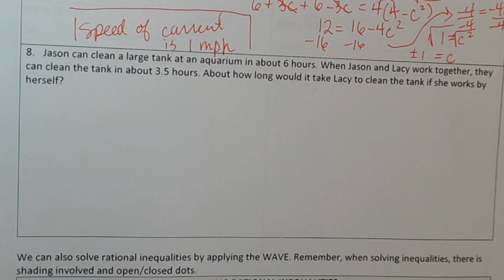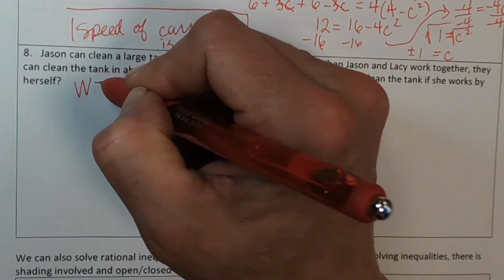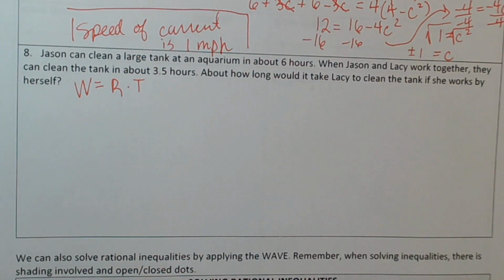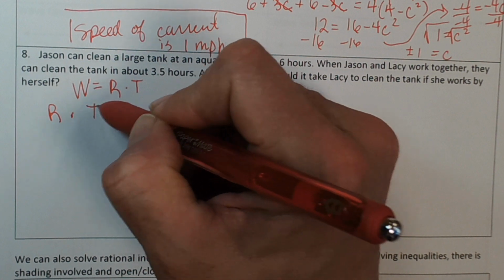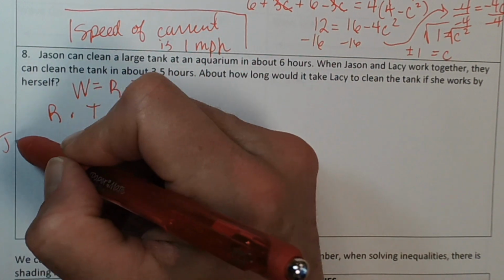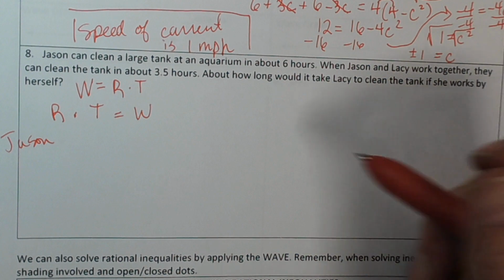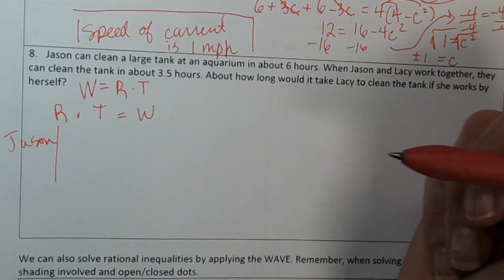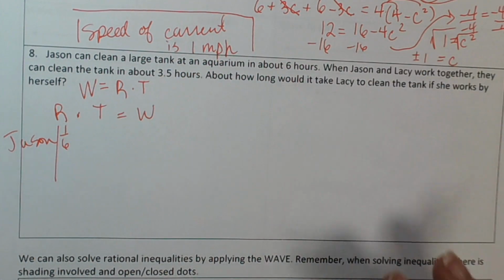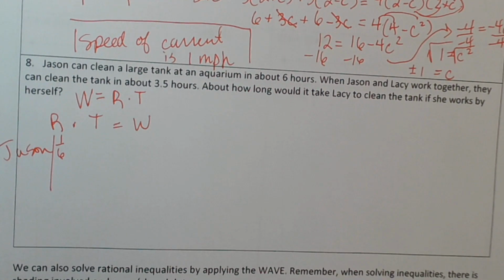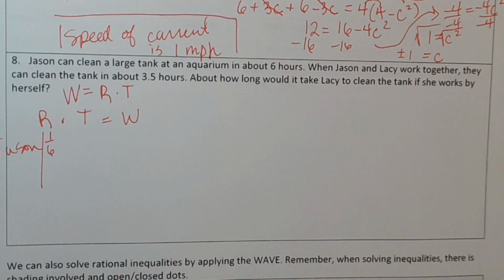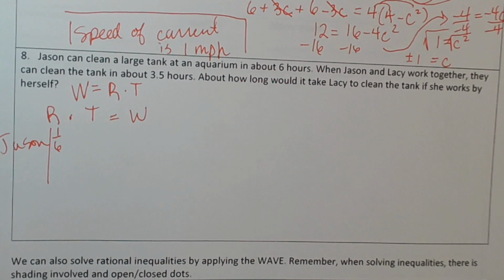Work is equal to rate times time. So Jason can clean a large tank at an aquarium in about 6 hours. Let's do our rate times time is equal to work. So we have Jason. If he can do it in 6 hours, then his rate is 1/6. He can do 1/6 of the job per hour. And then when Jason and Lacey work together, they can clean the tank in about 3.5 hours.